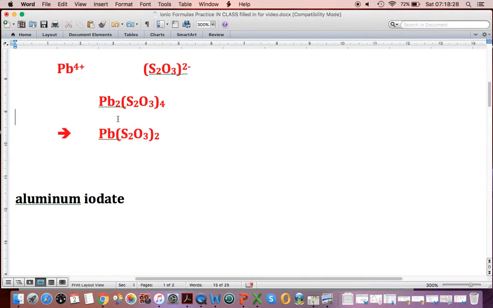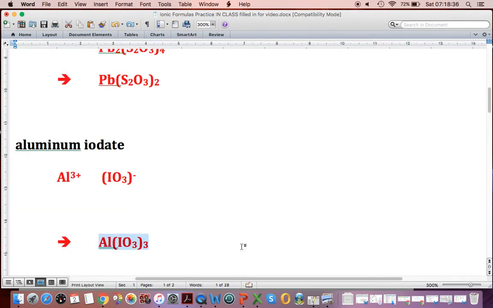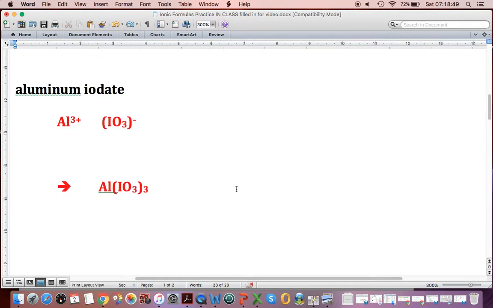So we're going to write out our symbols and charges. We are going to crisscross, and we quickly get that answer. And notice I did not bother writing a 1 there. If I had, that would make it incorrect. So that's 3 examples of names to formulas. Follow the steps. You shouldn't go wrong for ionic.